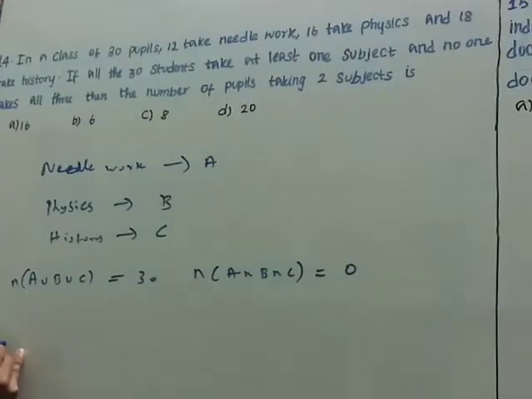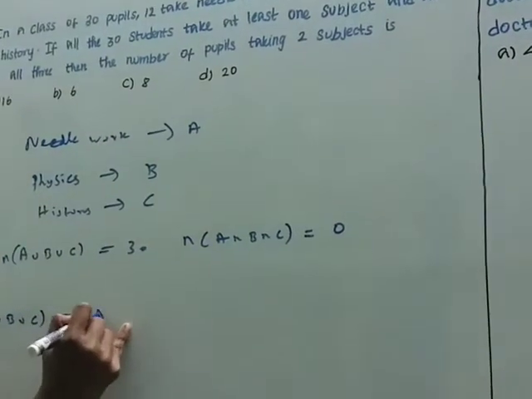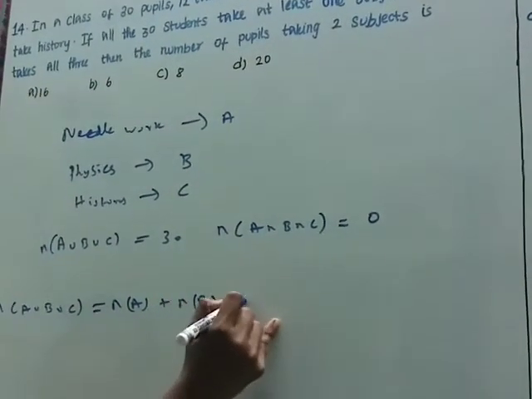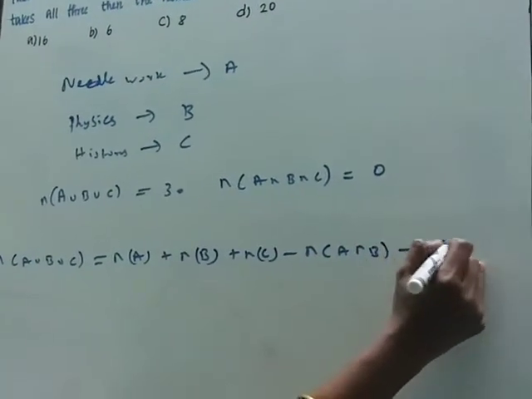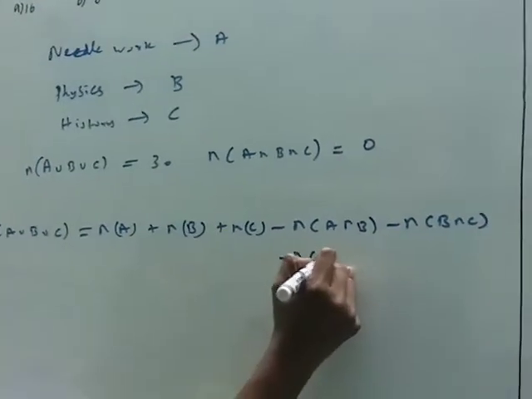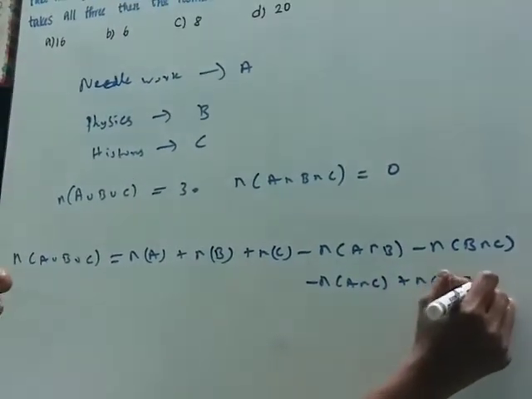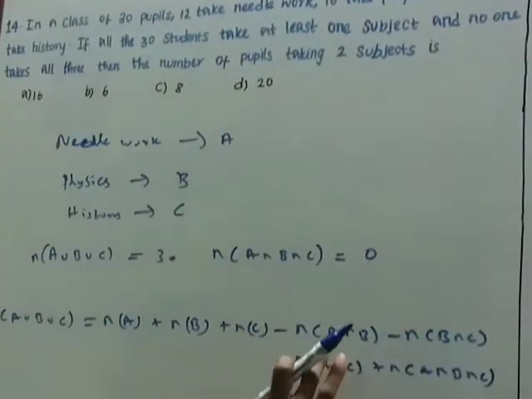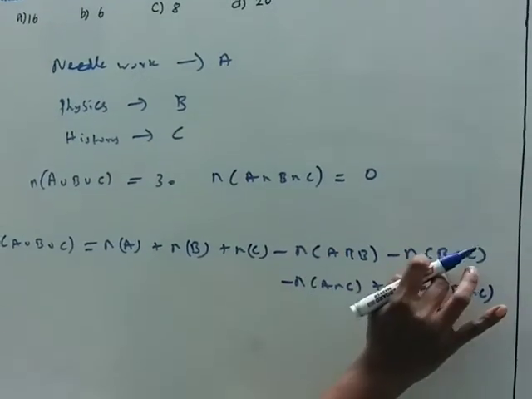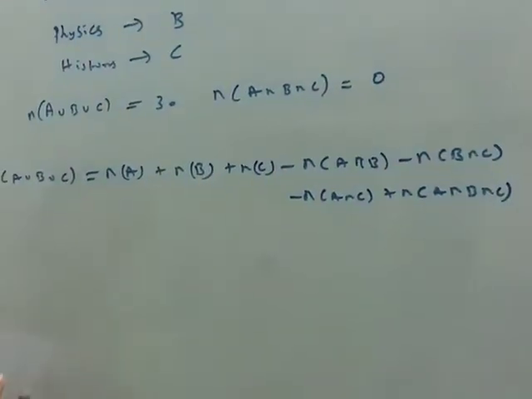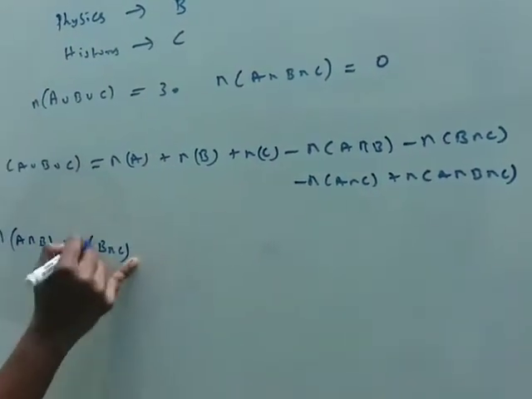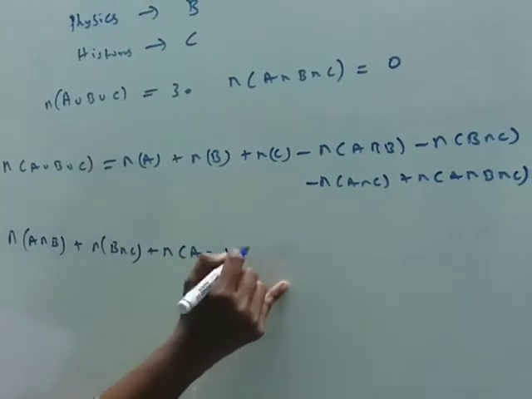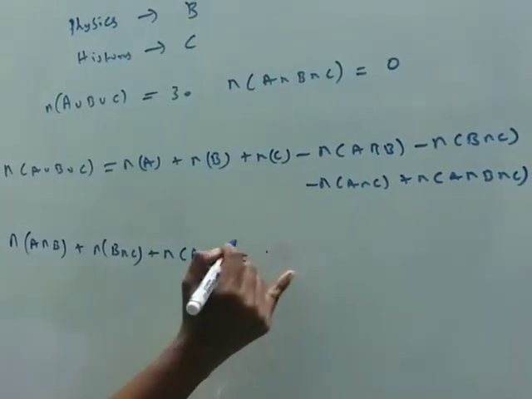Now we know that formula, the 3 sets formula. n of A union B union C is equal to n of A plus n of B plus n of C minus n of A intersection B minus n of B intersection C minus n of A intersection C plus n of A intersection B intersection C. Now they are asking the number of people taking 2 subjects. That means we are going to find n of A intersection B plus n of B intersection C plus n of A intersection C. So we bring it to the left hand side. n of A intersection B, n of B intersection C plus n of A intersection C is equal to, what is n of A? We are having 12.